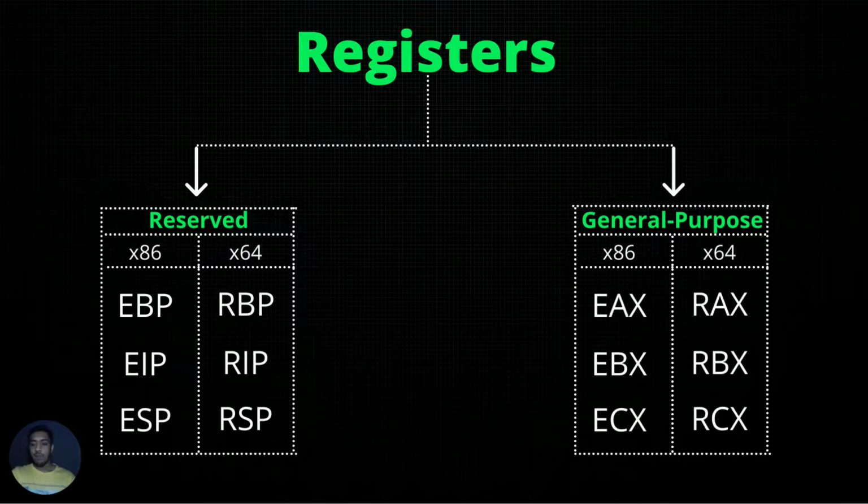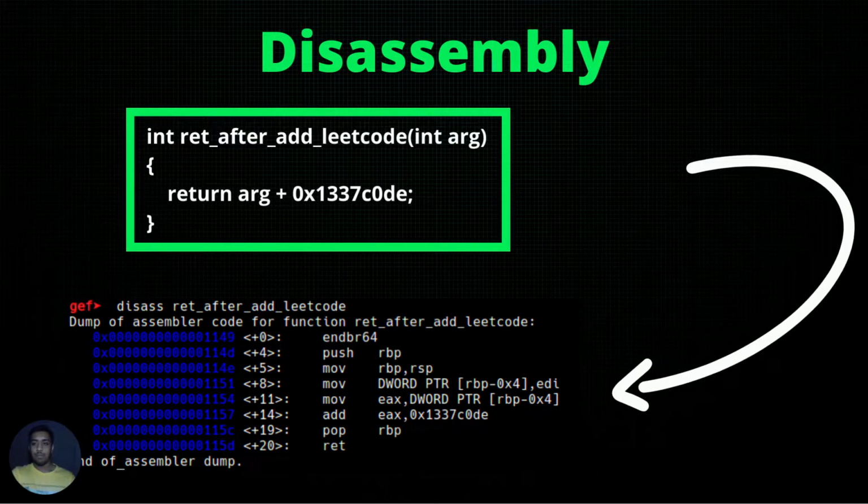Now that we have an idea about what registers really are, let's move to assembly. Disassembly of any function gives you its assembly code. This is what the function ret_after_add_leadcode looks like in assembly. You will notice words such as push, pop, mov, add, and ret. These are known as instructions in assembly language.